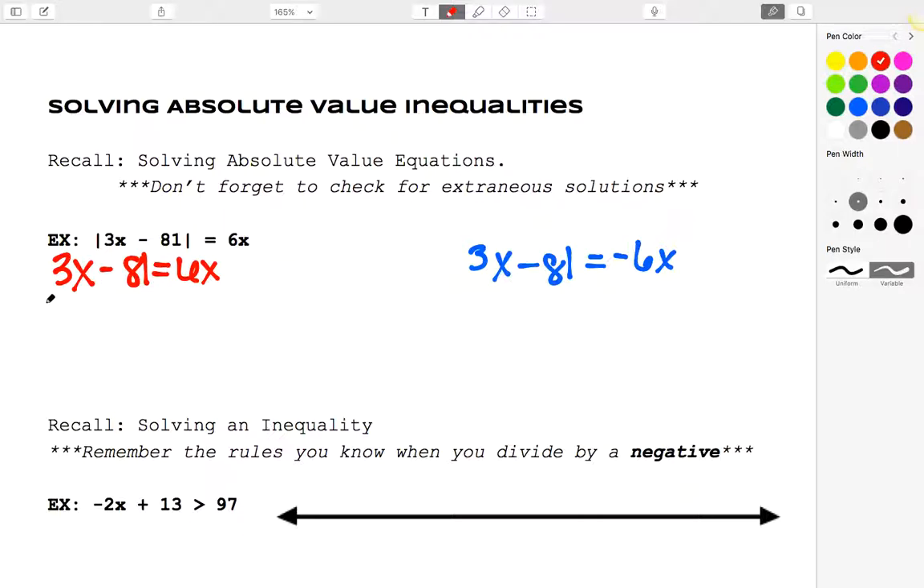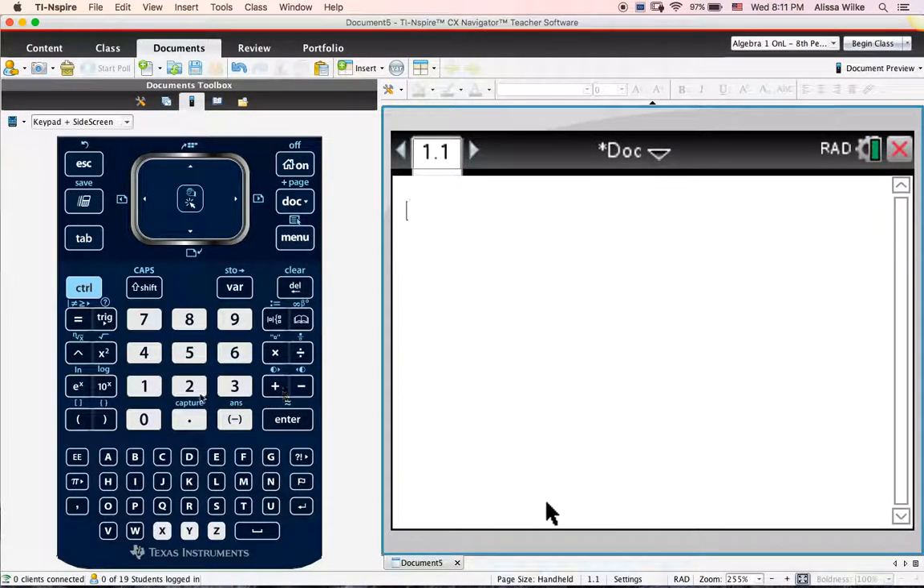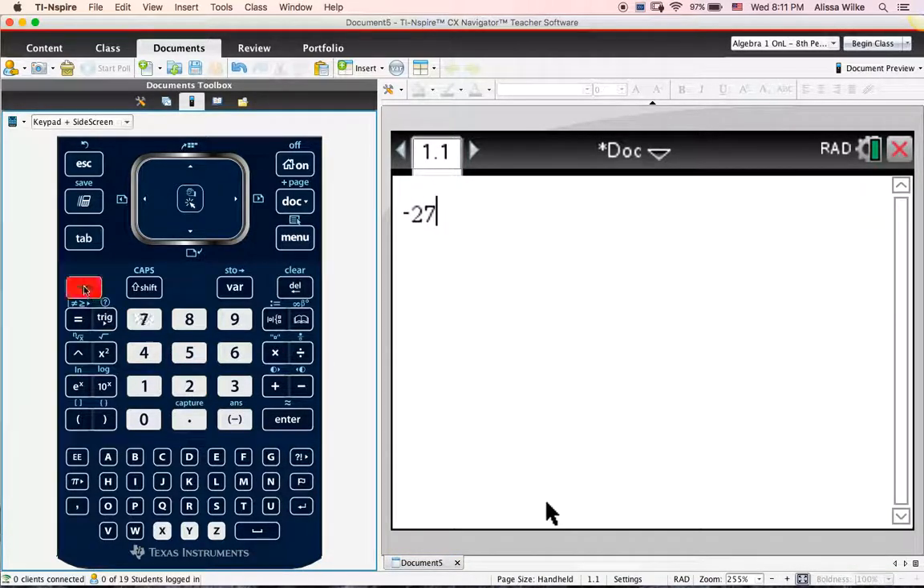To do this, we got to get like terms on the same side. So I'm going to go ahead and subtract 3x here so I can have my like terms together. I've got negative 81 equaling 3x. I'll go ahead and divide both sides by 3 and I find out that x equals negative 27 when I solve this. But I need to check and make sure that that one works. So I'll come over to my calculator and I'm going to type in negative 27 and then I'll go control bar x and store it for x, and then I'm going to check it.